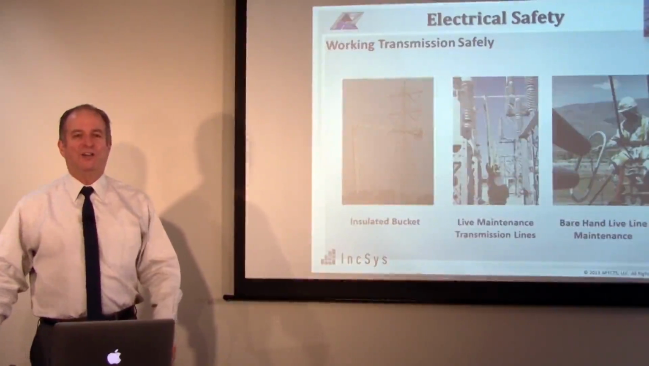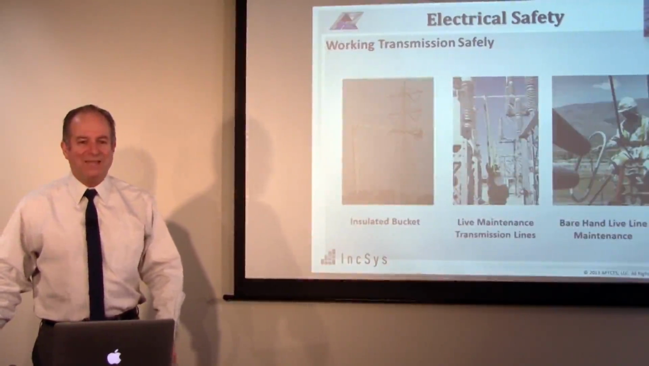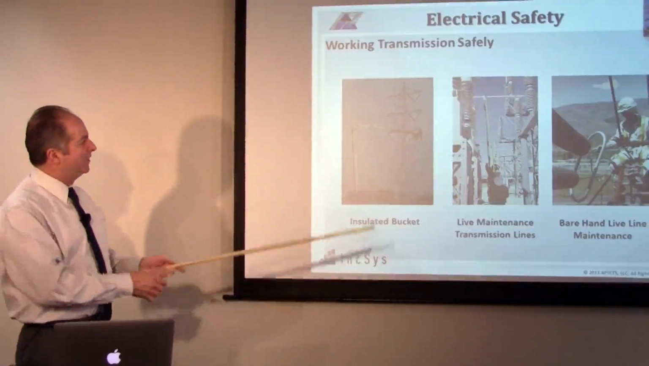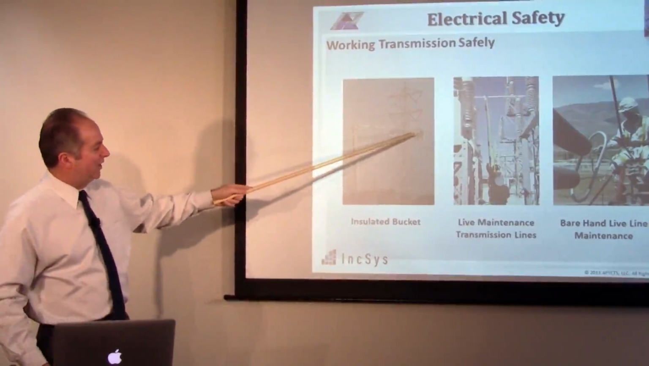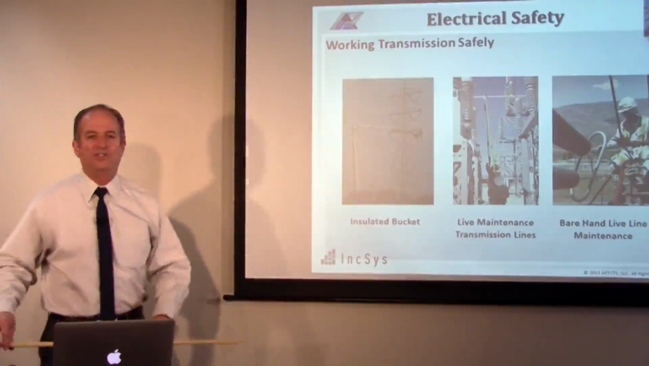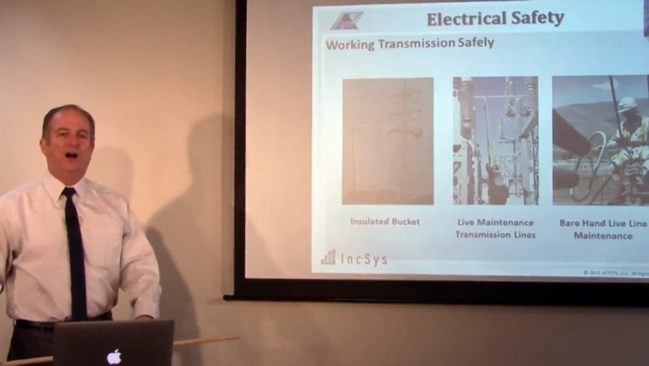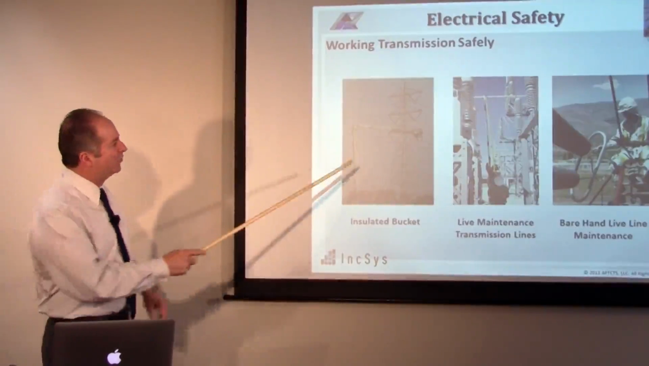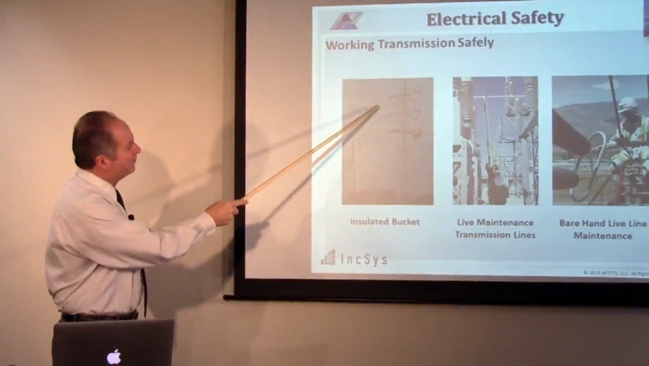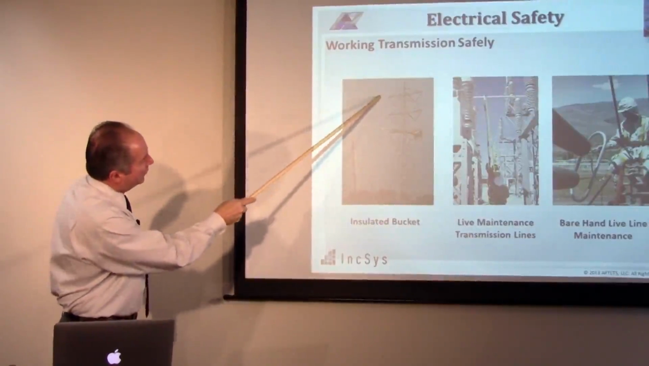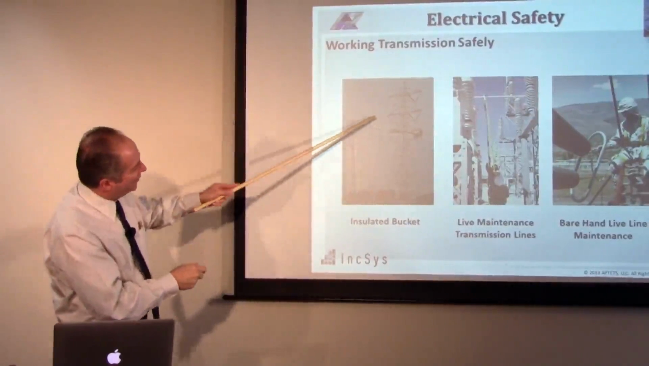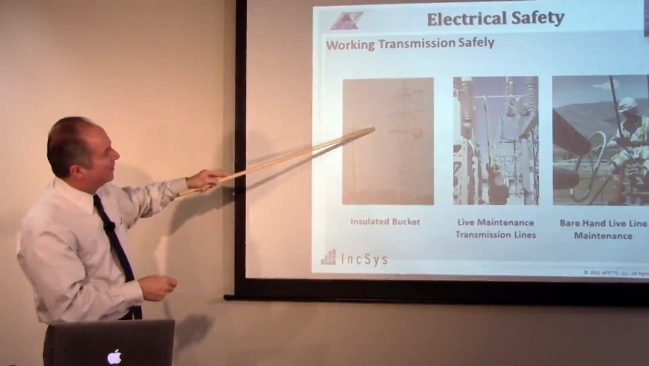Okay, and this slide talks about the different types of maintenance and how it's performed in a system. Here we have a transmission bucket, an insulated bucket, and these guys are working on changing out insulator strings on a transmission line. The transmission line is de-energized, and you can tell by the jumpers hanging over here. There are actually ground jumpers connected inside here on the lines, you can barely see them there, but it's grounding out.